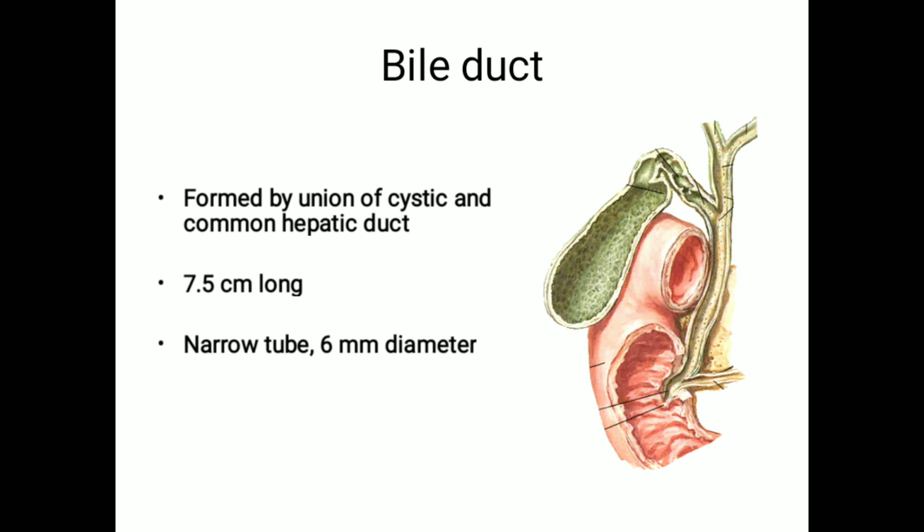It descends in the right free margin of the lesser omentum along with the portal vein and hepatic artery. It passes deep to the first part of the duodenum and the head of the pancreas. Can you see here, it joins with the pancreatic duct to form the hepatopancreatic ampulla, which opens into the second part of the duodenum. So remember that the bile duct and the pancreatic duct join together to form the hepatopancreatic ampulla. This is about the gallbladder and the bile duct.